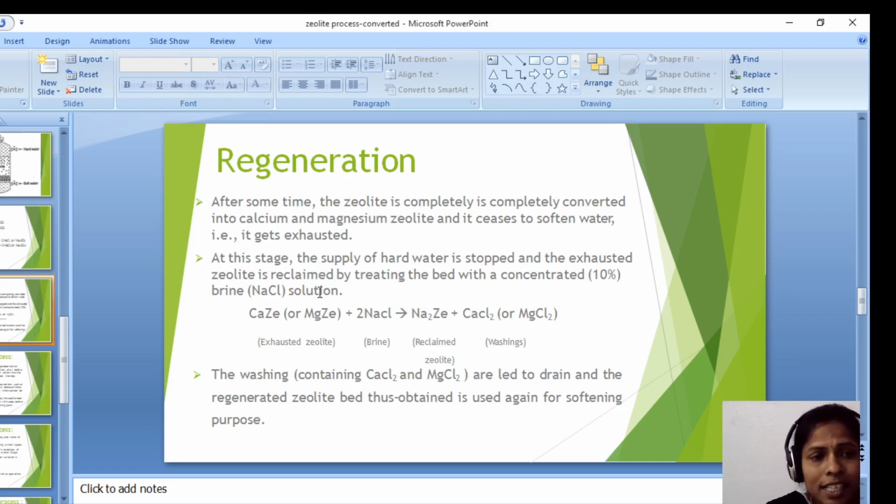So how are we regenerating? By passing the brine solution. So what do we have in the zeolite bed? Calcium zeolite and magnesium zeolite. How are we regenerating? By passing the brine solution, that is sodium chloride.